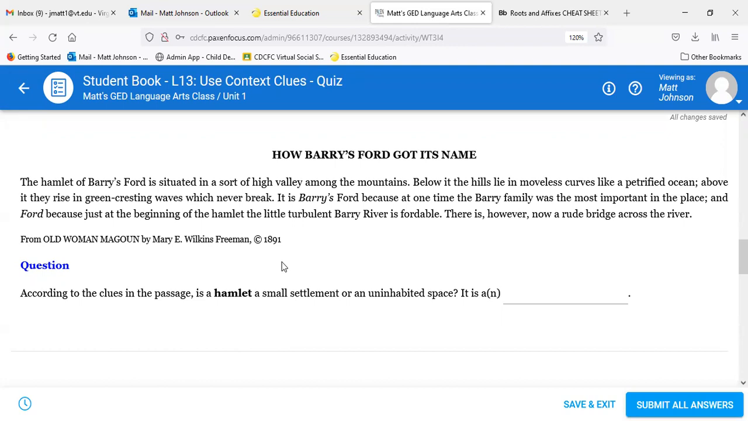So it's like a small settlement or a village. If you look, what we're looking for is context, right? It is Barry's Ford because at one time the Barry family was the most important in the place. So right there, we can see there must be more than one house, right? There's more than one residency there. Yeah. So then, because it's just the hamlet, little turbulent Barry River. So in that case, we'll type in here a small settlement.